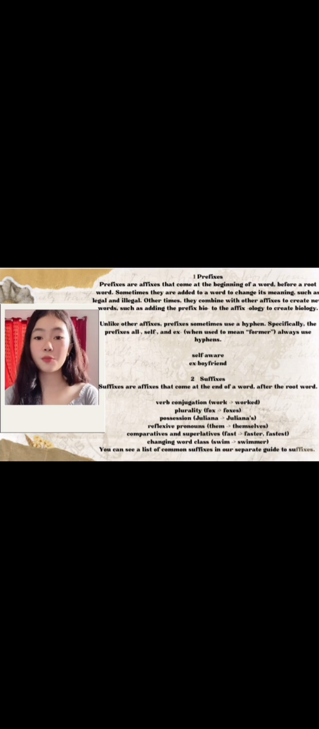So first is prefixes. Prefixes are affixes that come at the beginning of a word before a root word. Sometimes they are added to a word to change its meaning. So, prefixes is idinadagdag siya sa words para mag-change yung kahulugan niya. For example, legal, and you add the prefix il to it, it becomes illegal. So, legal means permitted or authorized by law, while illegal means against the law or not permitted. So, you can see the changes of the meaning of the word when you add prefixes.